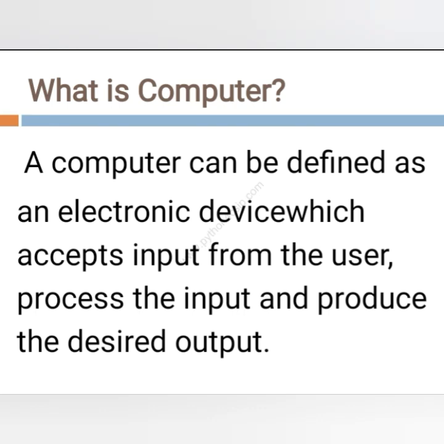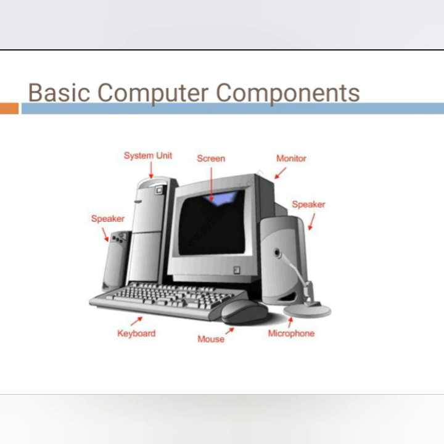What is a computer? A computer can be defined as an electronic device which accepts input from the user, processes the input and produces the desired output. Basic computer components.